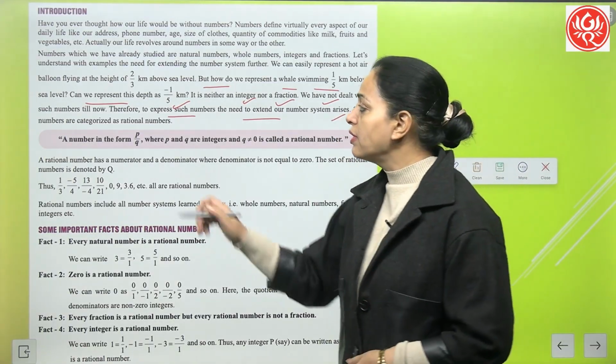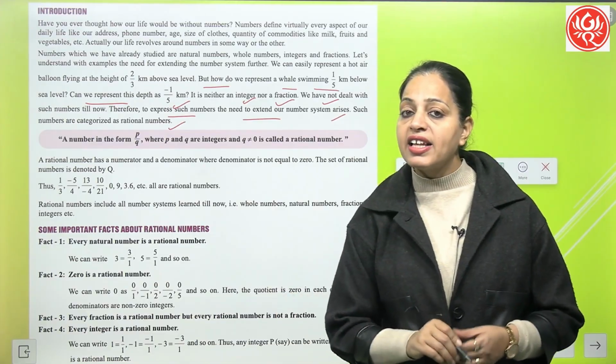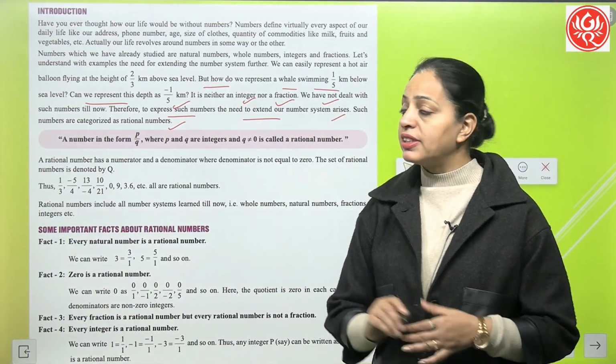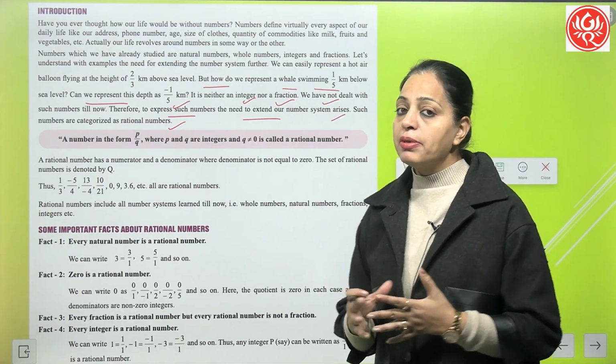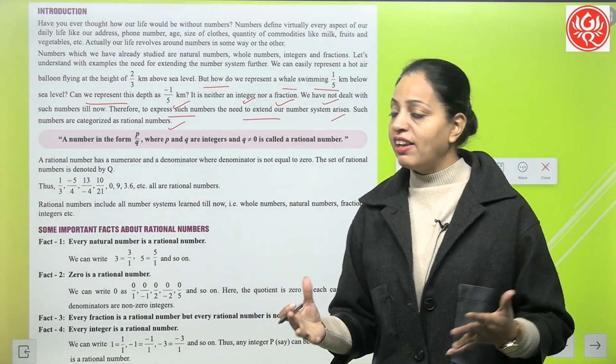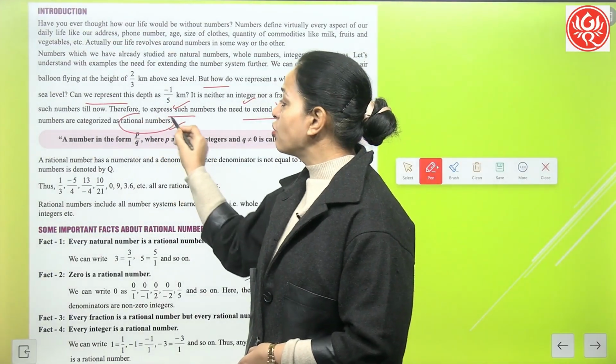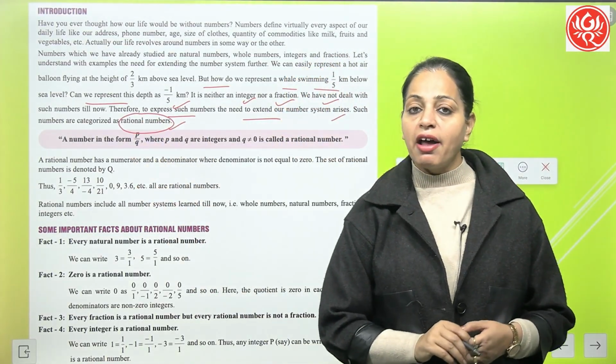So such numbers are categorized as rational numbers. To represent these numbers, we extended the number system further, and these numbers are said to be rational numbers.